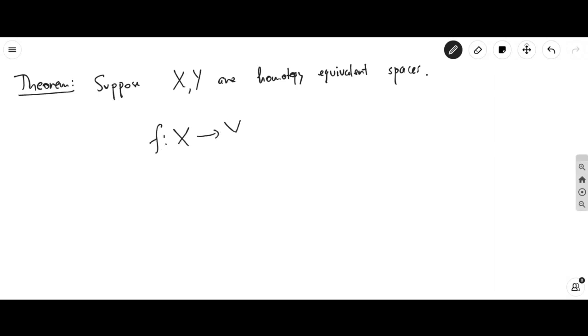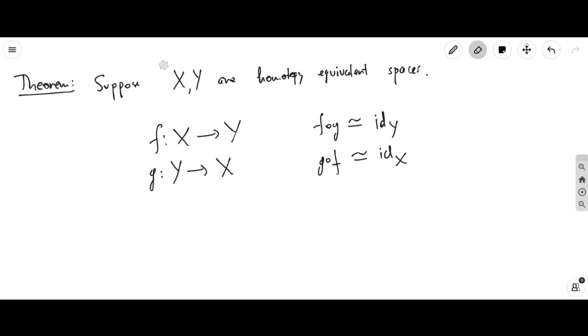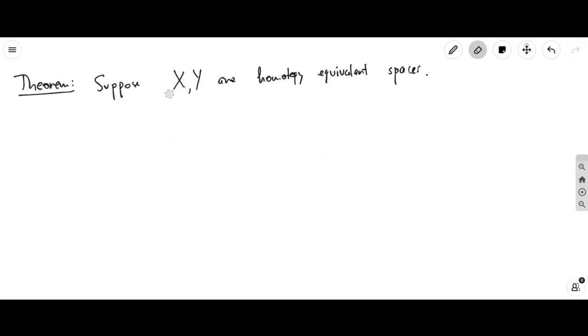That means there's a mapping from X to Y, and there's a mapping from Y to X, so that if you do this composition, it's not necessarily the identity on Y, but it's homotopic to the identity on Y. And when you do it like this, you get something that's homotopic to the identity on X. That's what it means to be homotopy equivalent. What it means is that X and Y could be different topological spaces. They do not have to be homeomorphic, but you are saying that it is possible to continuously change X into Y.